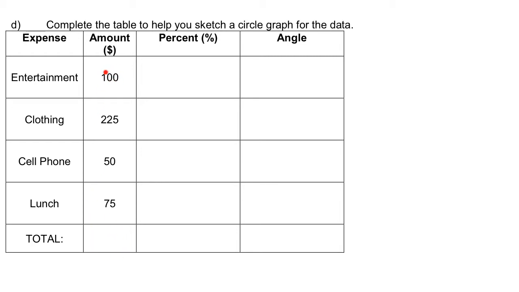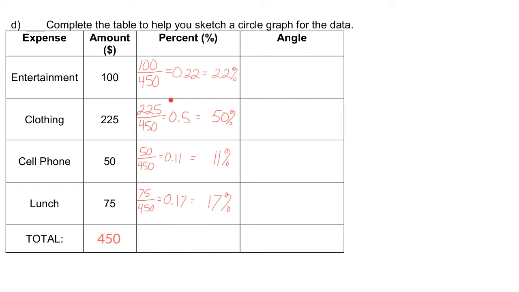So we're just going to add these up. 100 plus 225 plus 50 plus 75. We end up with a total of $450. Okay, so now we're going to figure out what percent of the total is each expense. So for entertainment, we're spending $100 out of the total $450. So I can set that up as a fraction. I can do 100 divided by 450 to get this as a decimal. And I can turn this decimal into a percent by multiplying by 100. So entertainment is 22% of my expenses.